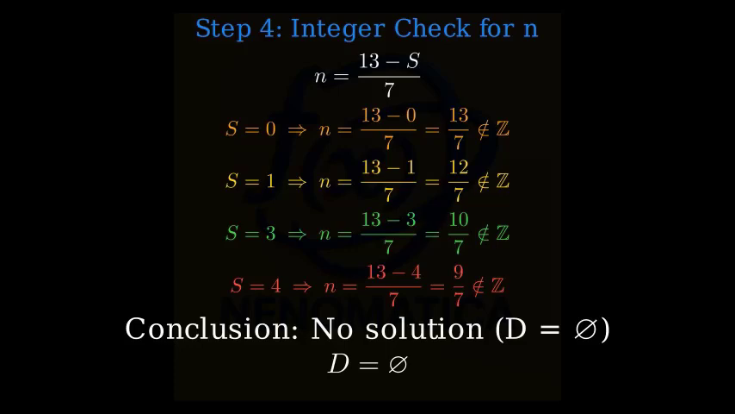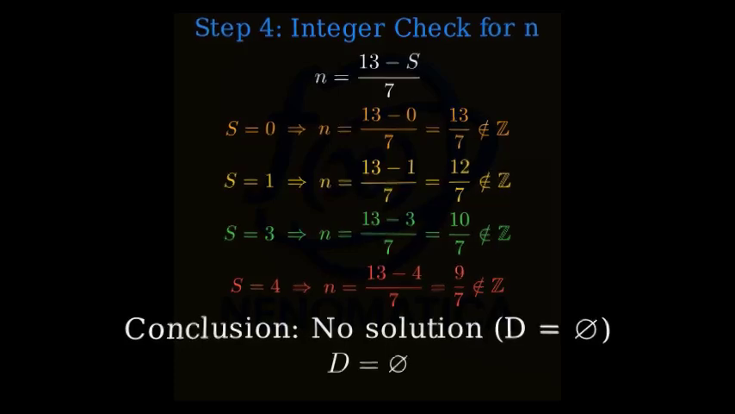Step 4. Test each possible sum in the formula for n. If the sum is 0, n equals 13 over 7, not an integer. If the sum is 1, n equals 12 over 7, not an integer. If the sum is 3, n equals 10 over 7, not an integer. If the sum is 4, n equals 9 over 7, not an integer. No value of p makes n an integer, therefore the equation has no solution.